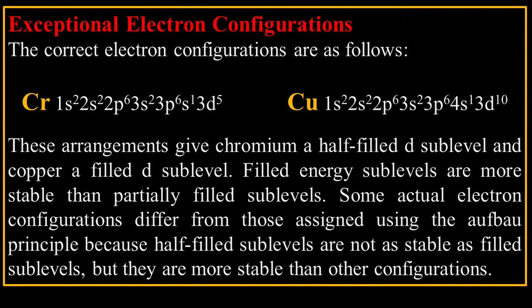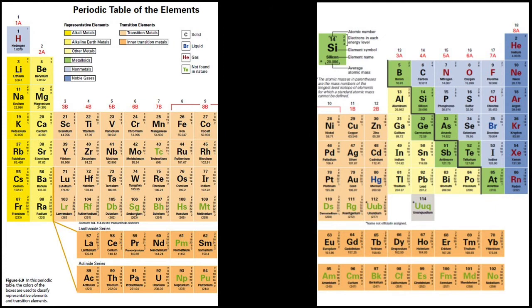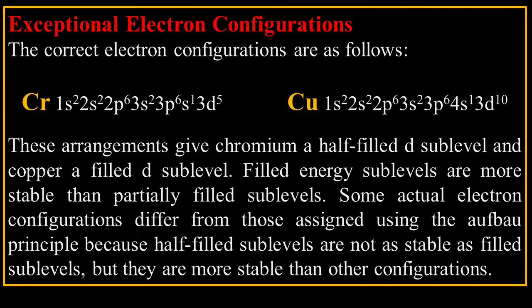So in conclusion, we say that the correct configuration at the end is 4s1 3d5 for chromium and 4s1 3d10 for copper. And that's because of the Aufbau rule. The Aufbau principle says that when you fill the electrons, you're filling the lowest energy electrons first. So it says these arrangements give chromium a half-filled d sublevel and copper a filled d sublevel. Filled energy sublevels, or half-filled levels, are more stable than partially filled sublevels. Some actual electron configurations differ from those assigned using the Aufbau principle because half-filled sublevels are not as stable as filled sublevels, but they are more stable than other configurations. In other words, a half-filled d as opposed to four in the d is going to be more stable.